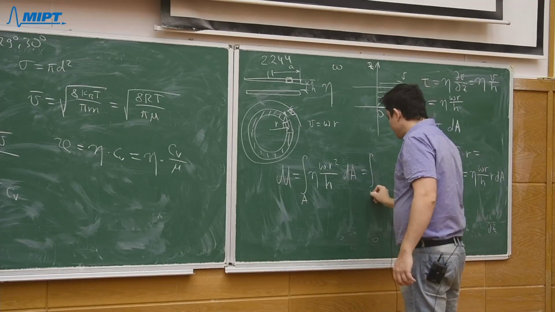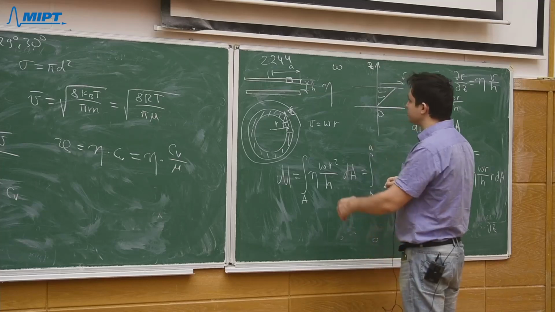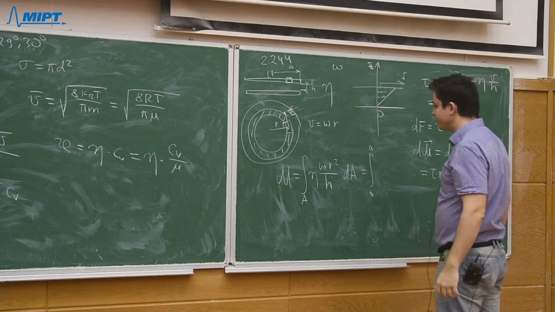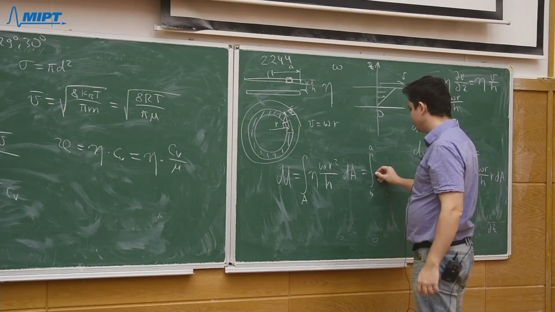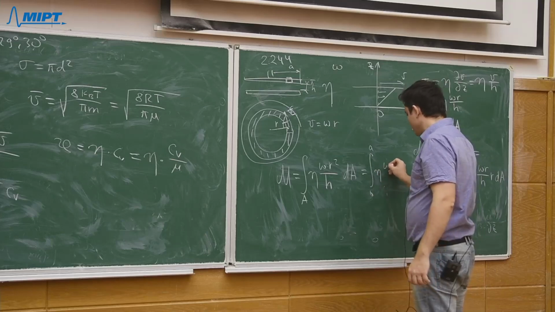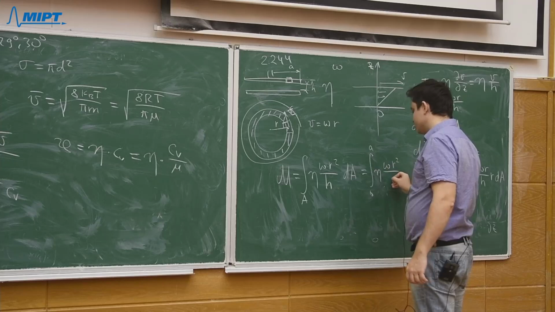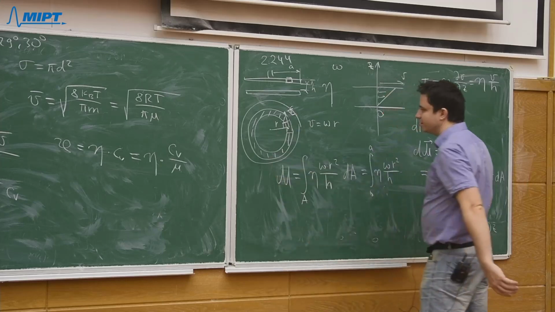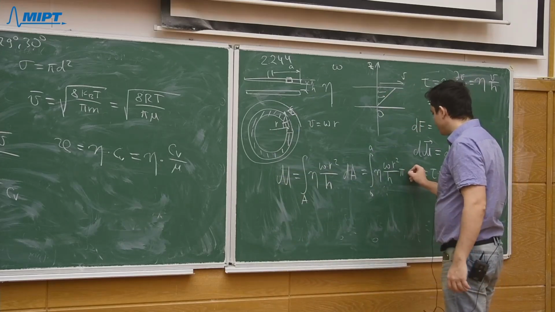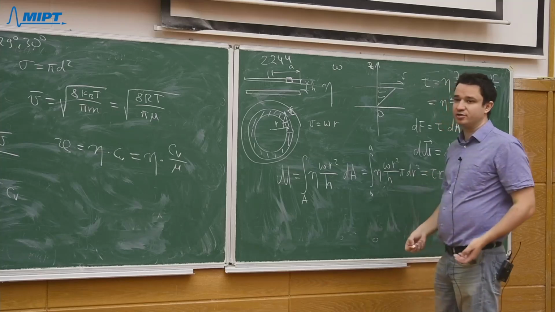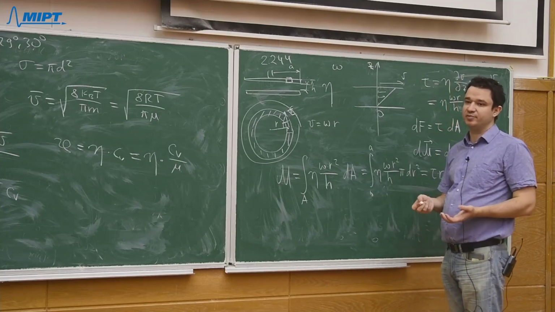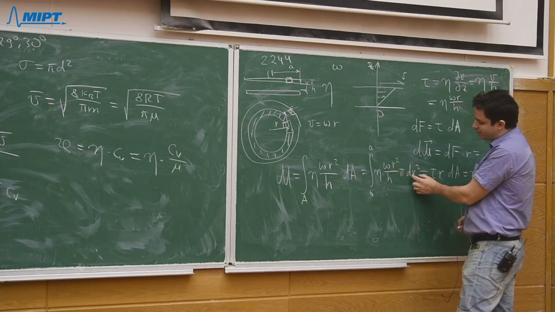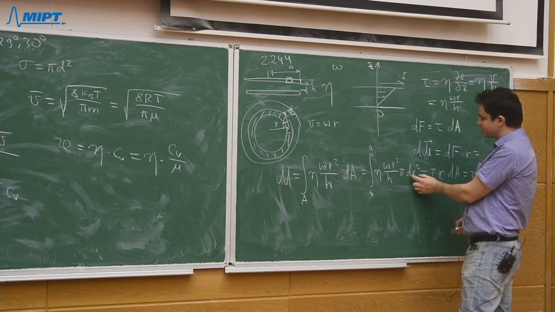So in here I would have the integral from 0 to small a, as we have in the problem. The radius of the disk is small a. So from 0 to small a, eta omega r squared over h multiplied by the area of this ring. The area of this ring is equal to pi times dr squared. Of course, I could have written something like 2 pi r multiplied by dr, and that would not change the answer. But since I have already r squared here, I think it's convenient to have also r squared here.